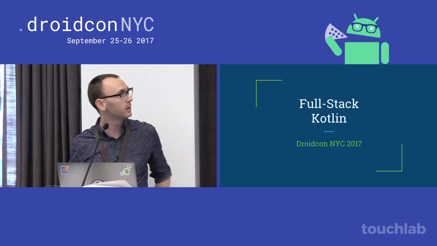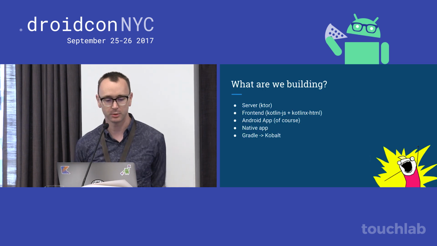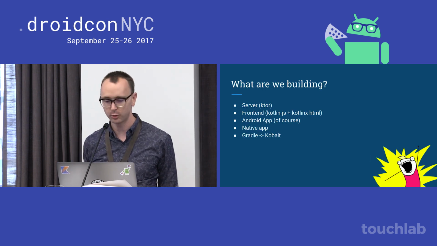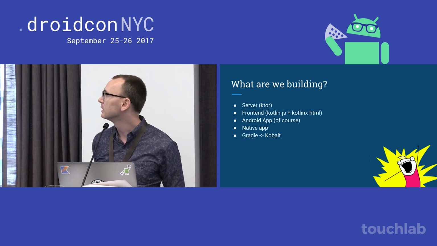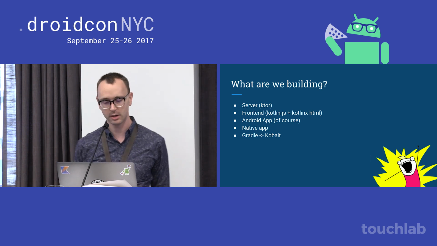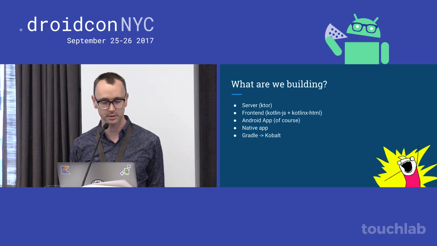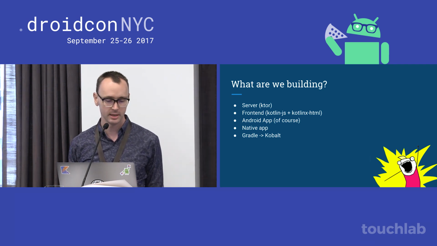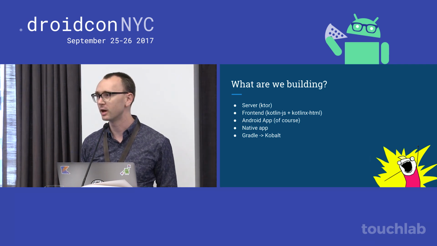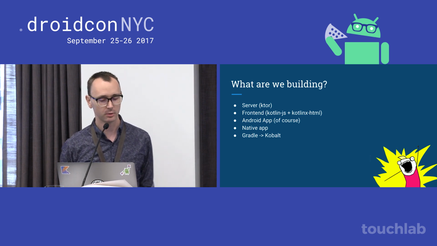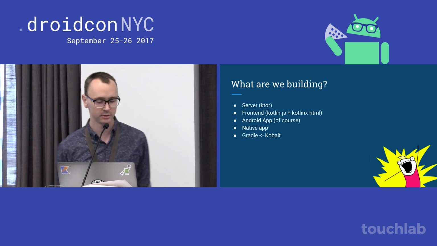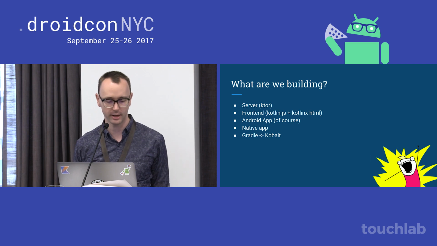So you're in full stack Kotlin. Here's what we're going to try and get through in the next 40 minutes. We're going to build a server using Ktor in Kotlin. Going to do some front-end coding using Kotlin JS, using Kotlin XHTML to generate some HTML. It's an Android conference, so I guess we should probably build an Android app. And then we're also going to use Kotlin native to do a small little native app.